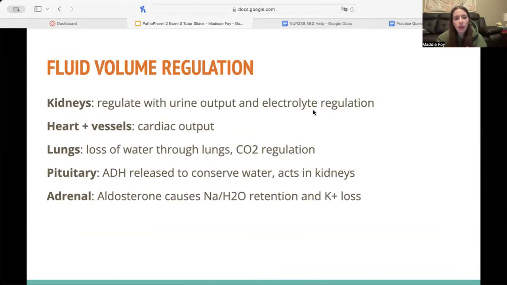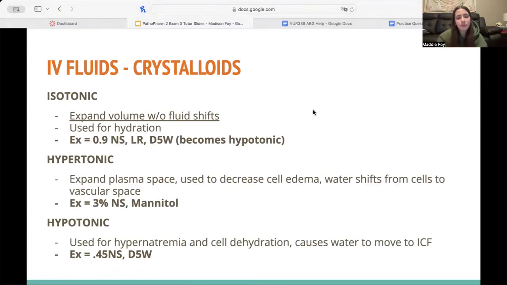Fluid volume is controlled by basically your entire body. Your kidneys play a super huge role. Your heart does with cardiac output and blood pressure. Your lungs with carbon dioxide, which we'll talk about more with acid base. Your pituitary gland is responsible for the release of ADH, which acts in kidneys to conserve water or fluid. And then your adrenal glands secrete aldosterone, which causes sodium and water retention while promoting potassium loss.